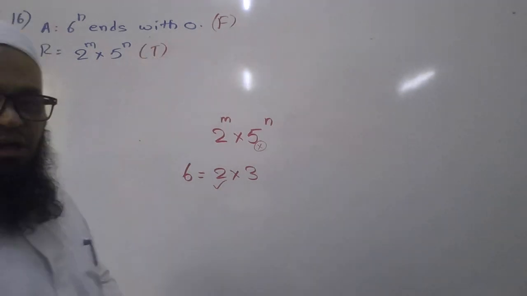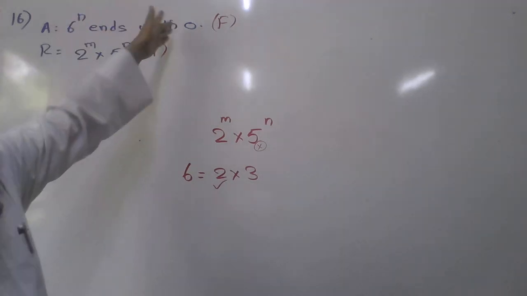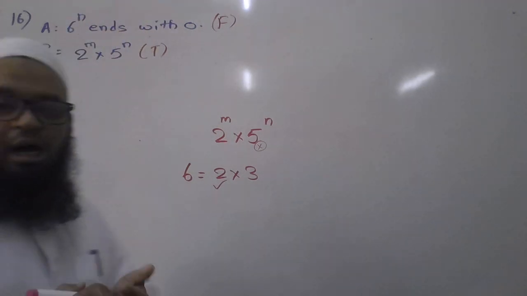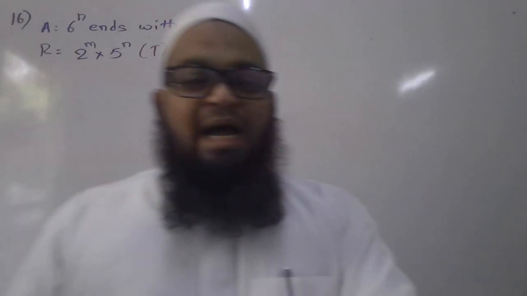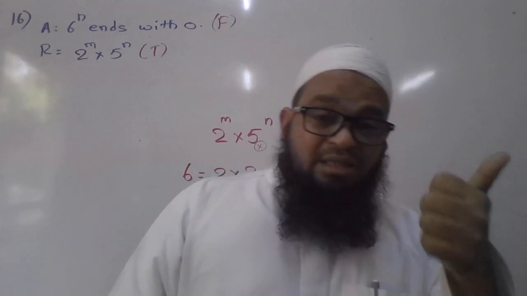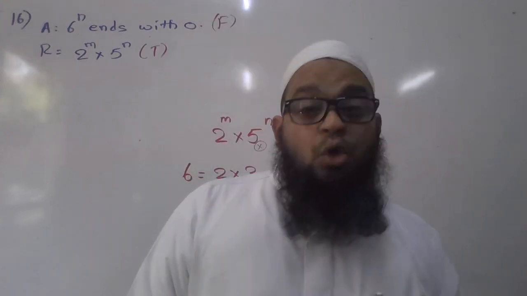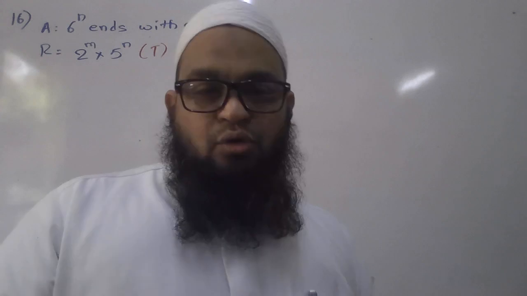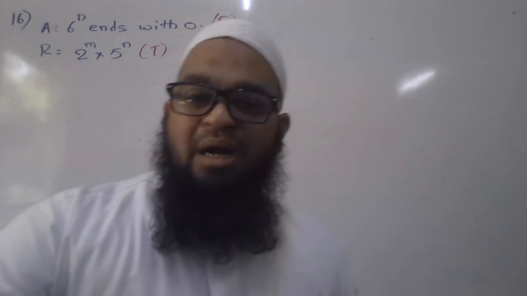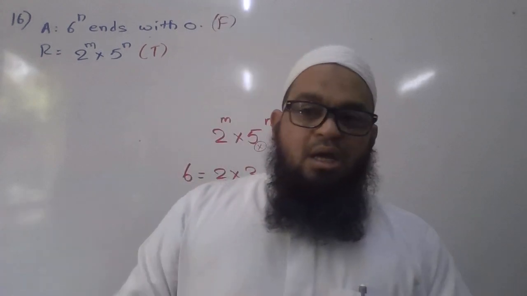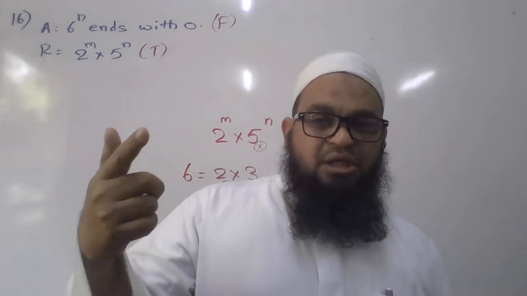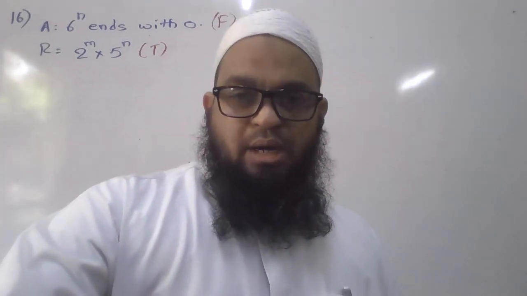So what is the answer? Assertion is false and reason is true. Understood, my dear students? We have confusion only if assertion and reason are both true. Then you have to be logical and witty, but otherwise there is no need. So it's a direct option: assertion is false and reason is true.